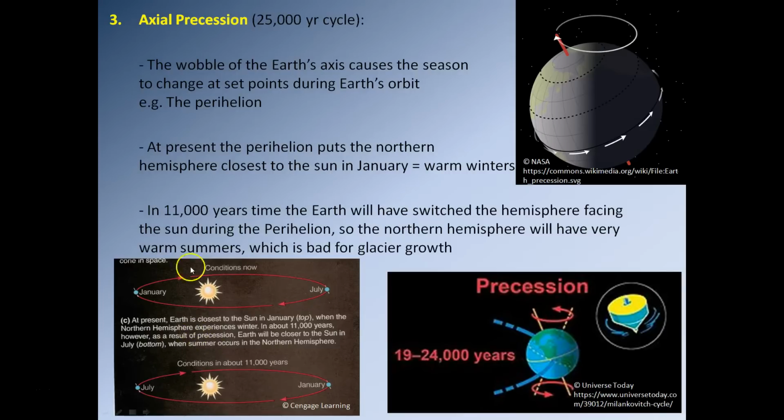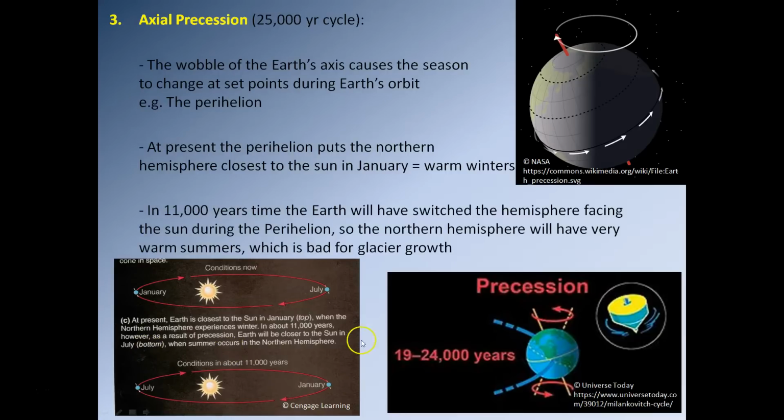Let's try this again. So this diagram is showing that at present the Earth is closest to the Sun in January. There we go. Now at this point the Northern Hemisphere is tilted away from the Sun in January, so it's colder. The Southern Hemisphere is pointed towards the Sun, so it's warmer. During January it's winter in the north and summer in the south. When the Earth comes around here in July, the Northern Hemisphere is pointing towards the Sun, so it's summertime in the north, and the Southern Hemisphere is pointing away from the Sun, so it's winter in the south.